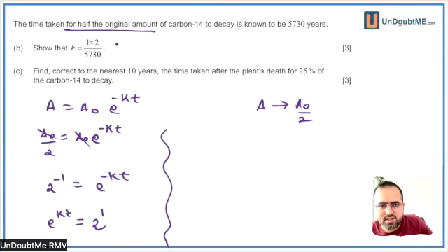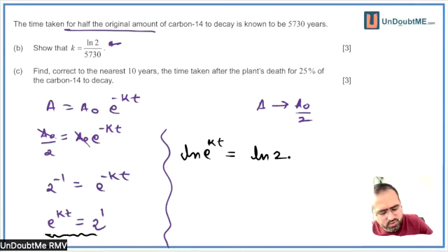Now in the question, they are saying show that k is equal to ln 2 upon this. Means we will take log to the base e. So taking ln on both the sides, I'll be using this. ln e to the power kt is equal to ln 2. kt will come in front, applying the property of log. So kt ln e is equal to ln 2.